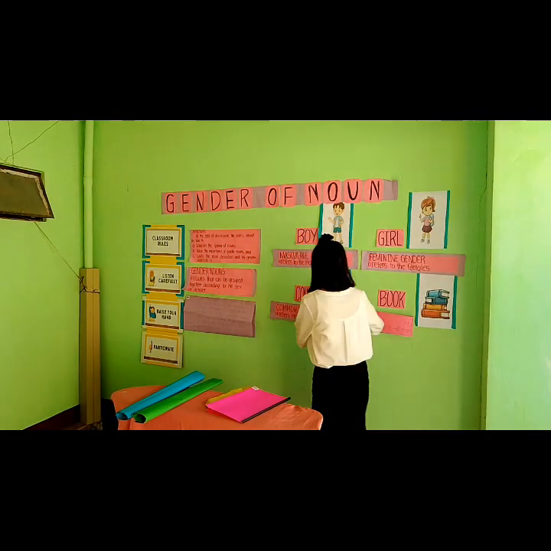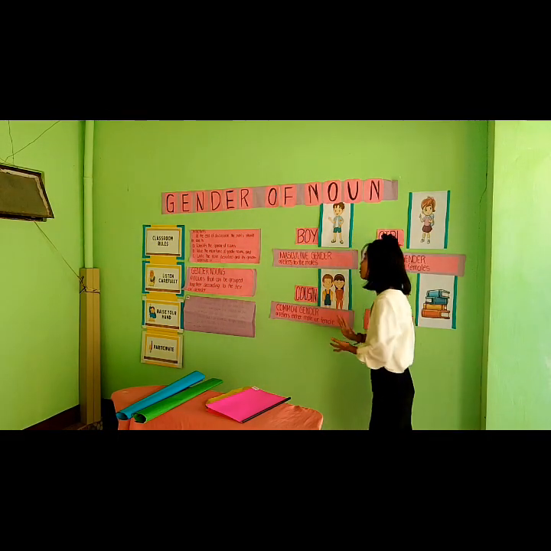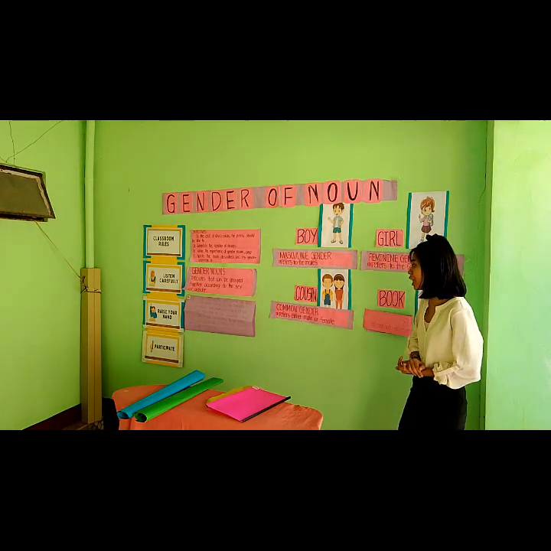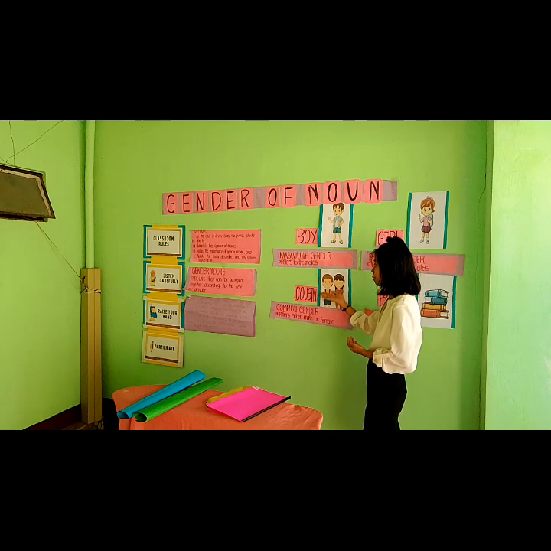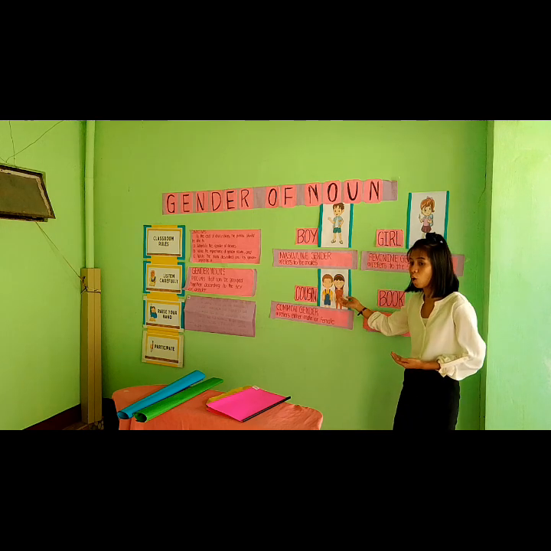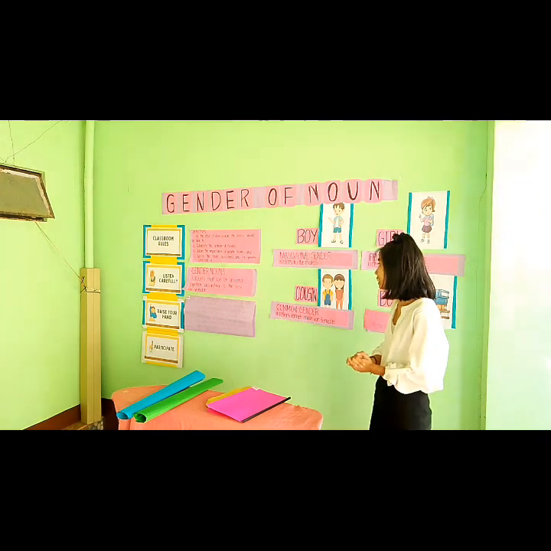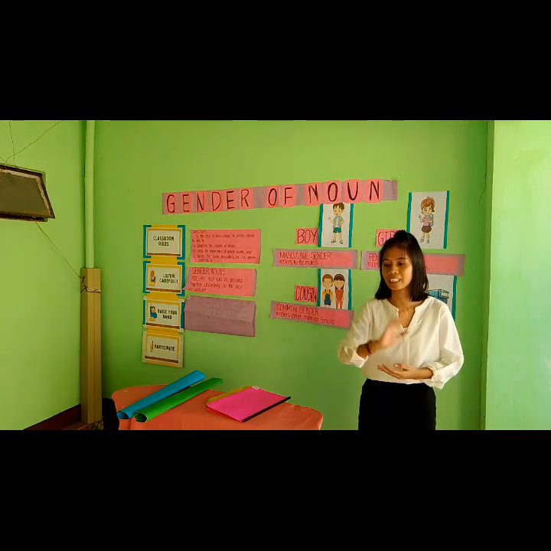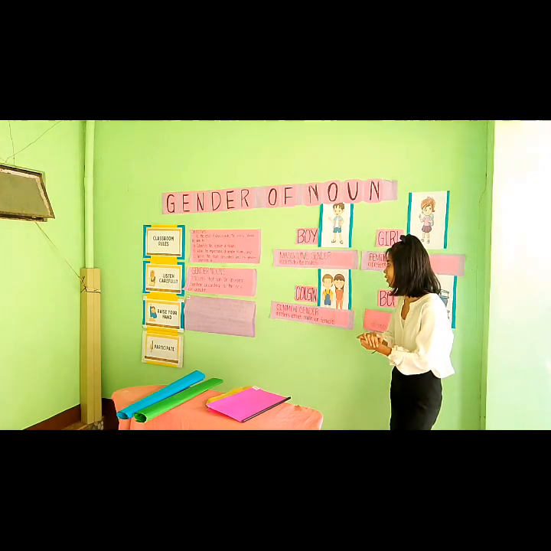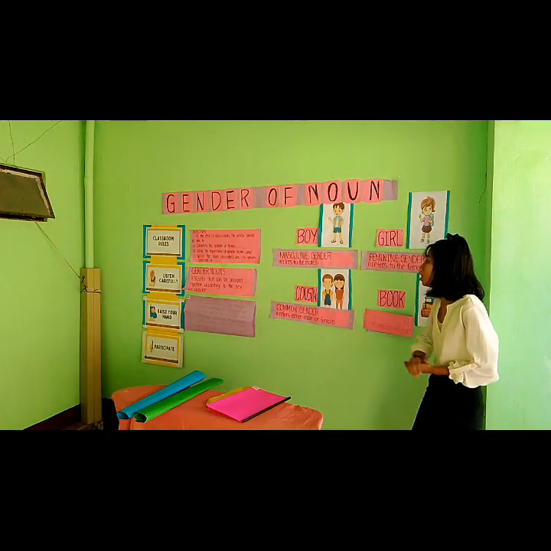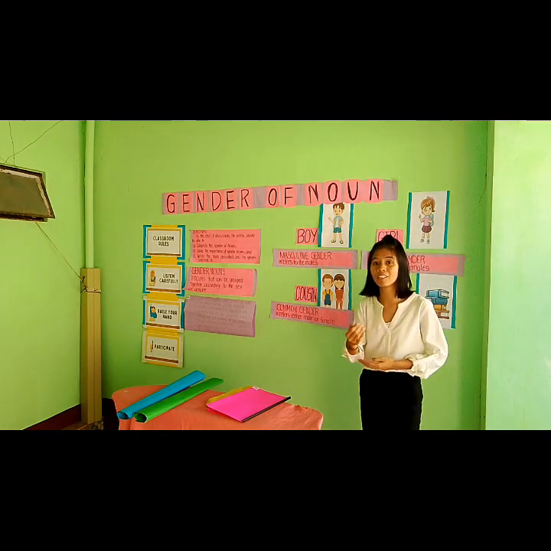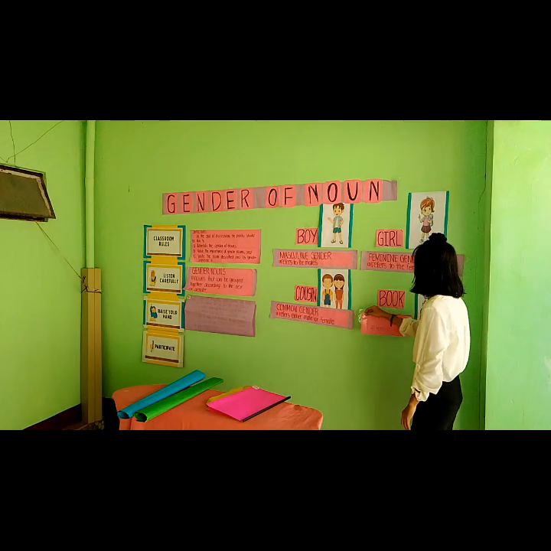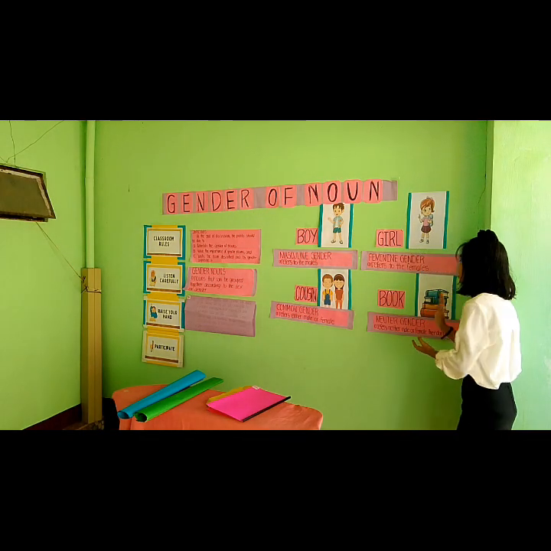Next is common gender. Common gender refers to either male or female. Again, when we say common gender, it refers to either male or boy and female or girl. Examples: cousins and friends. Can you please give me another example? Student, teacher. Very good. Students are examples of common gender. Another one? Pupils, teacher. Very good. Now, let's proceed to the neuter gender.